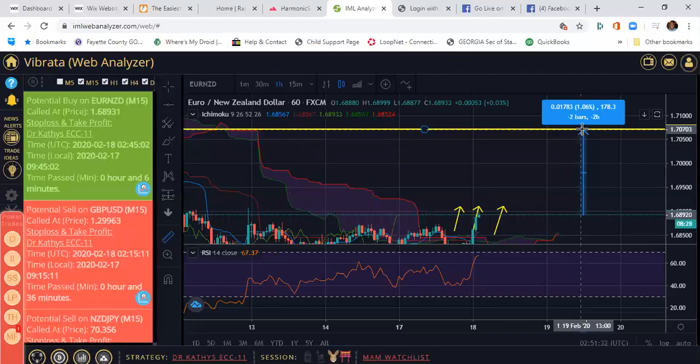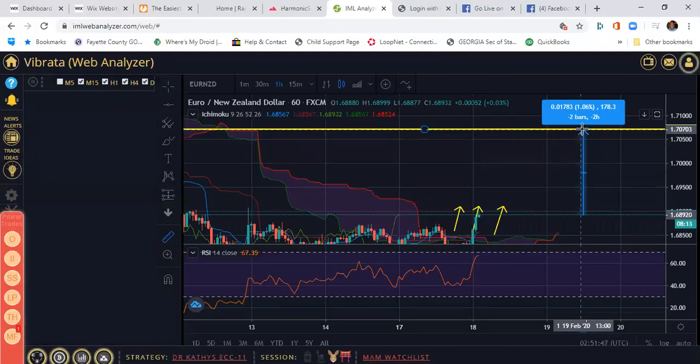Mark this down, Euro NZD. That could be $1,700 right there off this one move. Just sit in this trade and let it ride on up. And Shawn, you're looking at the 1 hour chart, right? I am. Okay.